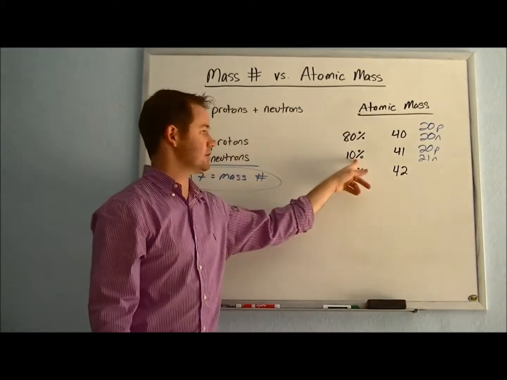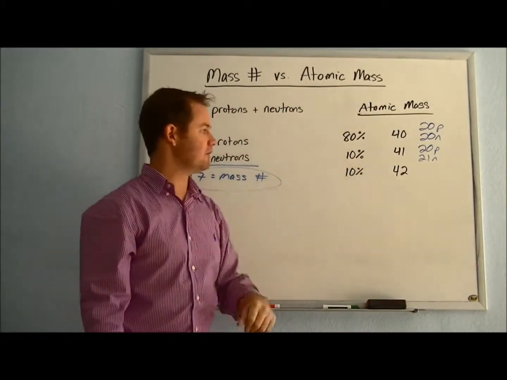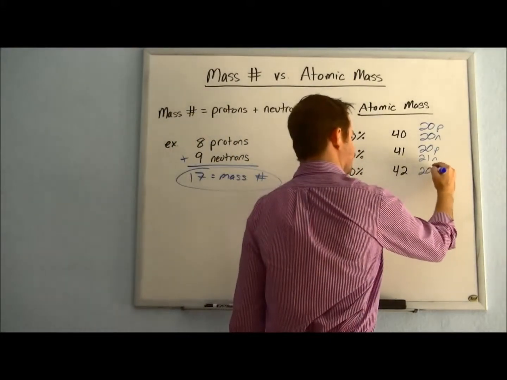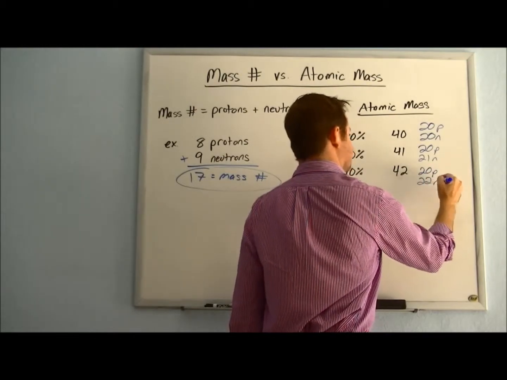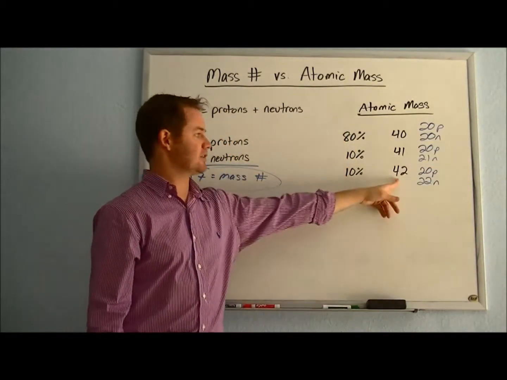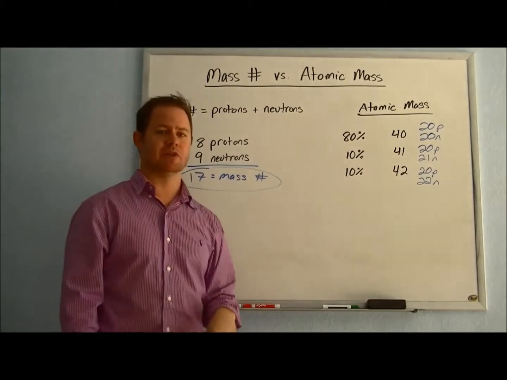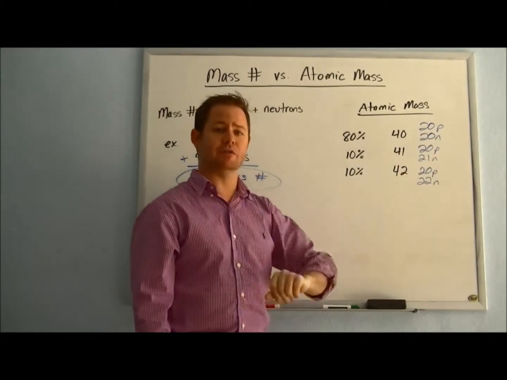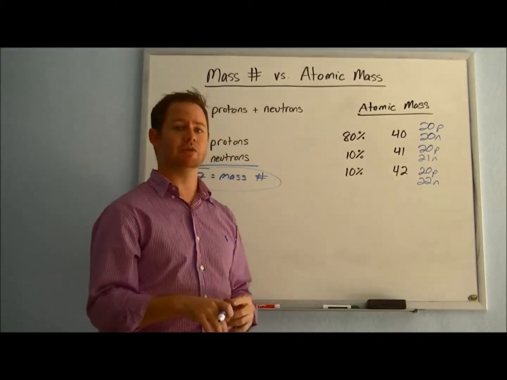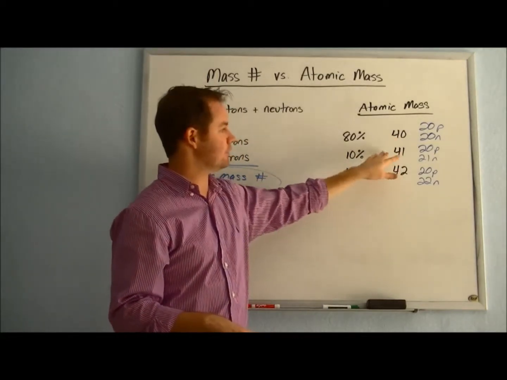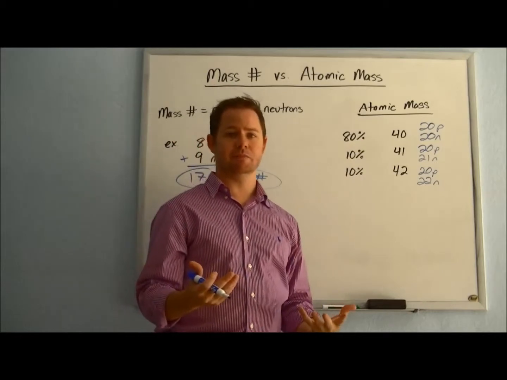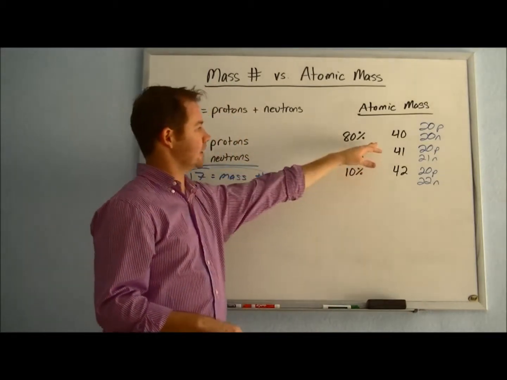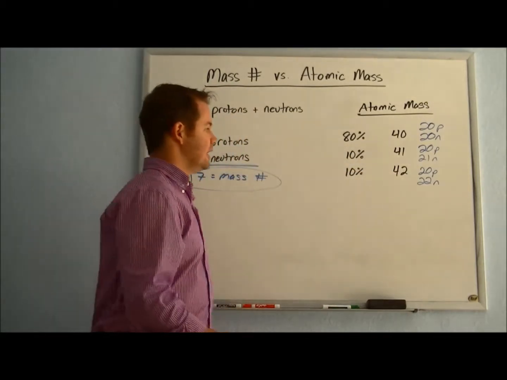Maybe that isotope occurs 10% of the time, and then maybe you have another isotope with 20 protons and 22 neutrons, giving it a mass number of 42 that also occurs 10% of the time. So because these all have an atomic number of 20, meaning they all have 20 protons, these would all be different forms of calcium.